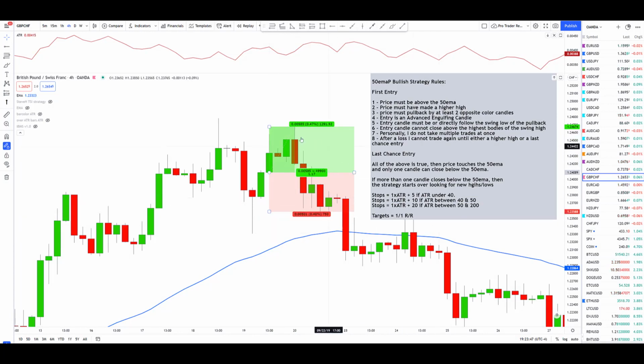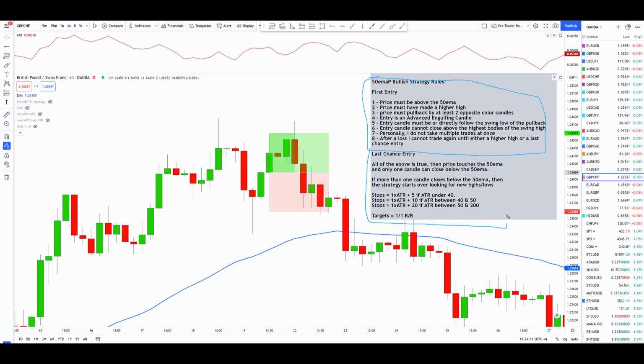So with the 50 pip stop loss, again, for the sake of this video, we're using a 1-to-1 reward to risk ratio for targets. And as you can see, this would have easily pushed up enough to hit our targets on this 50 EMAP first entry. So now hopefully you're getting a better idea of the bullish version of the 50 EMAP. And what I'm going to do now is talk about the last entry for the bullish 50 EMAP. Then we'll move on to the bearish version in the next video, but let's take a look at the last chance entry right now.